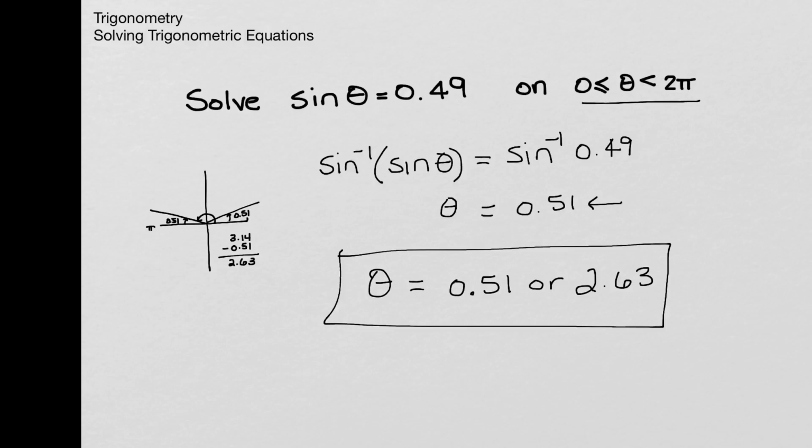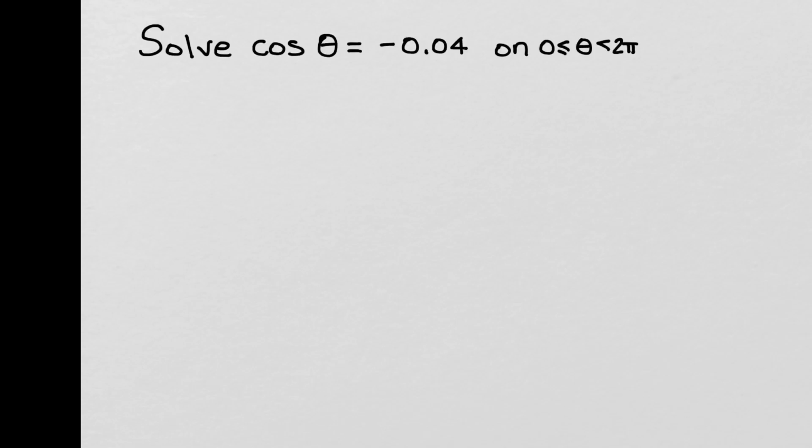Now in the next problem, we're going to work with cosine. We're also going to take a look at some negatives. So I want to solve cosine theta equals negative 0.04. And again, we're solving on 0 to 2 pi, so we're working with radians. Now, where is the cosine function negative? That's what my question is here.